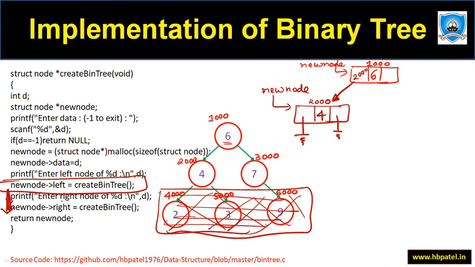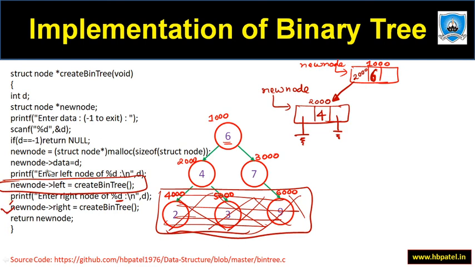Now I'll be printing enter right node of %d. So now we are at this location. So enter right node of 6. So again now I am calling this function. Okay, so if I quickly, you can see now I'm calling one more time the recursive one.